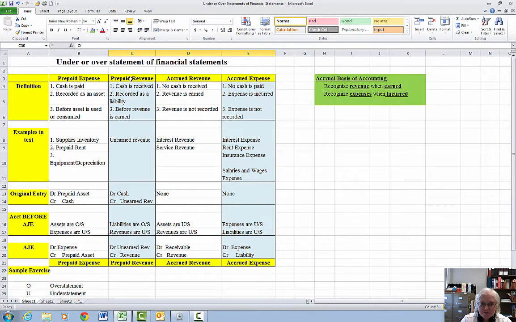Let's try another one. Let's do prepaid revenue. In the definition, cash is received and it's recorded as a liability. So the original entry, cash is received, and we record a liability by using an unearned revenue account of some sort. And in the definition, we receive the cash and record the liability before we earn any revenue. So under accrual basis of accounting, I want to recognize my revenue when I earn it. So the reason I need an adjusting entry at year end is to record some of that revenue that we earned and get rid of the liability that's been used up. If I don't make that adjusting entry, then my revenues are not recorded in the proper period, so they're too low, they're understated, and our liabilities haven't been removed, so that means that they are overstated.